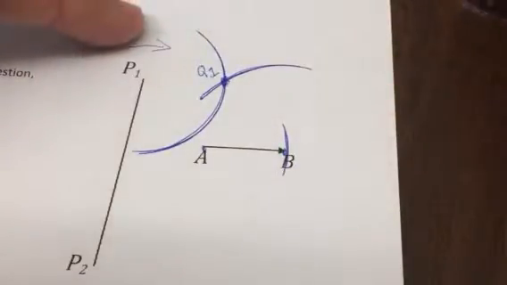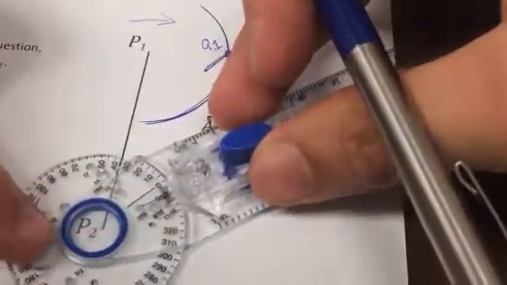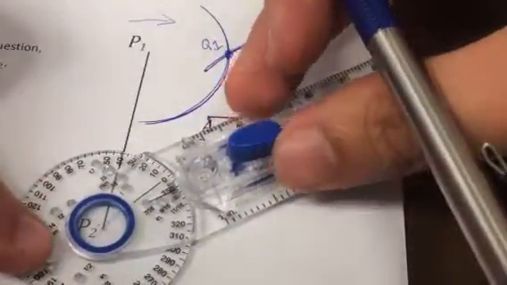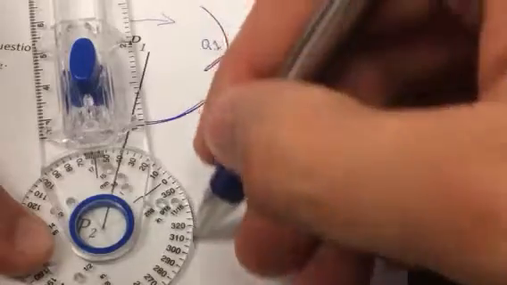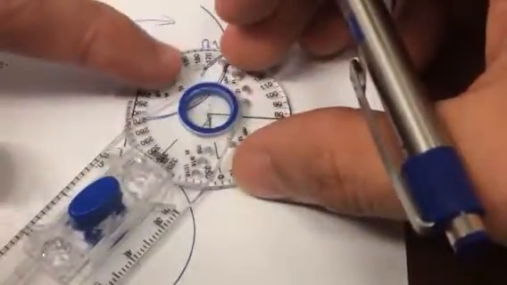I'm going to do the exact same thing with P2 over here. So I'm going to line it up. I'm just going to use this to draw the circle again. All right, just like so. I'm going to put A as my center. I'm going to line it up with my P1.